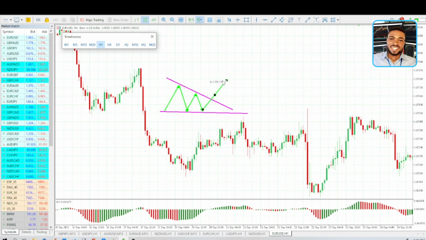If the market breaks to the upside, we take the trade. If the market breaks to the downside, we take the trade. But the base of the pattern is this one. You must know this shape first, and then when the market breaks, we take the trade. So that's the first variation you're going to see.